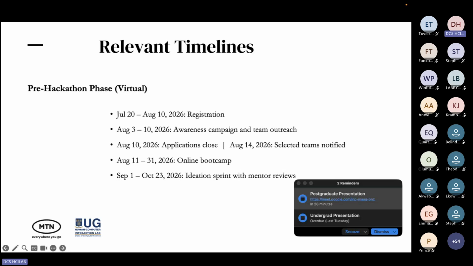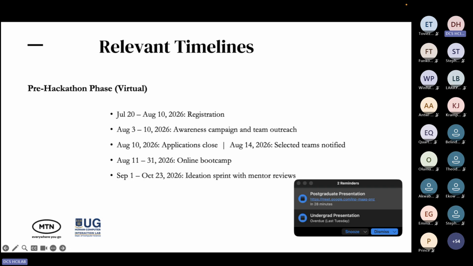We have 3 main phases: the pre-hackathon phase, the hackathon itself, and the post-hackathon phase. All of the activities happening within the pre-hackathon phase will be virtual. And the first activity we have, which is currently running, is the registration.